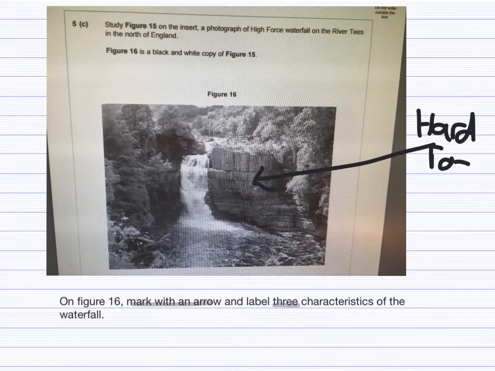But we weren't allowed to award harder rock without this one being the softer rock. So can you see here, along this bit here, you've got a different kind of rock because the layers are going horizontal rather than these ones going vertical. So you've got 2 different types of rock there. So another one you could put is softer rock.